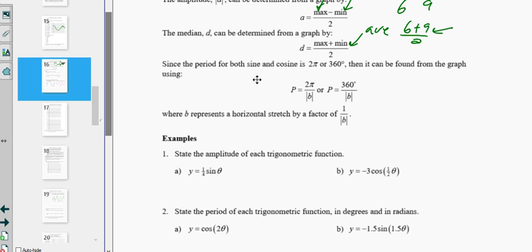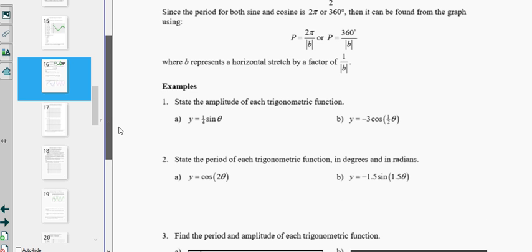Okay, and then since the period for both sine and cosine is 2 pi, or 360, it can be found from the graph using this formula, which is on your formula sheet. What P stands for is the period, so how long does it take to do one full rotation, or one whole pattern on your graph? Your B value is going to be the same thing as before. It's going to be the number out front. So let's see if I can find an example down here. It would be this value, right? Your B value is the one that's attached to the X, if you were looking at that number down there.